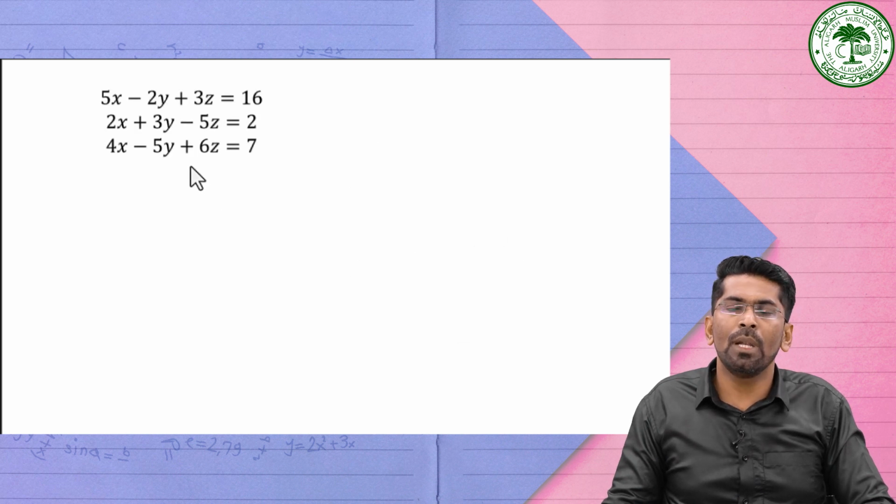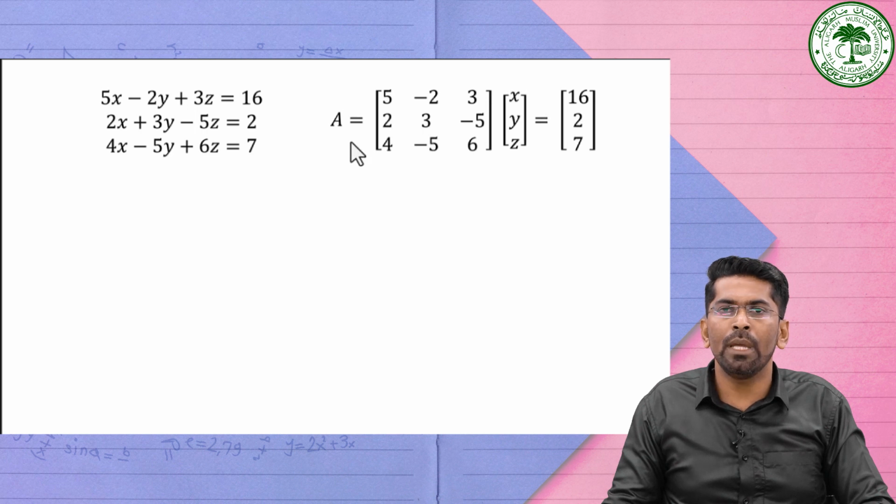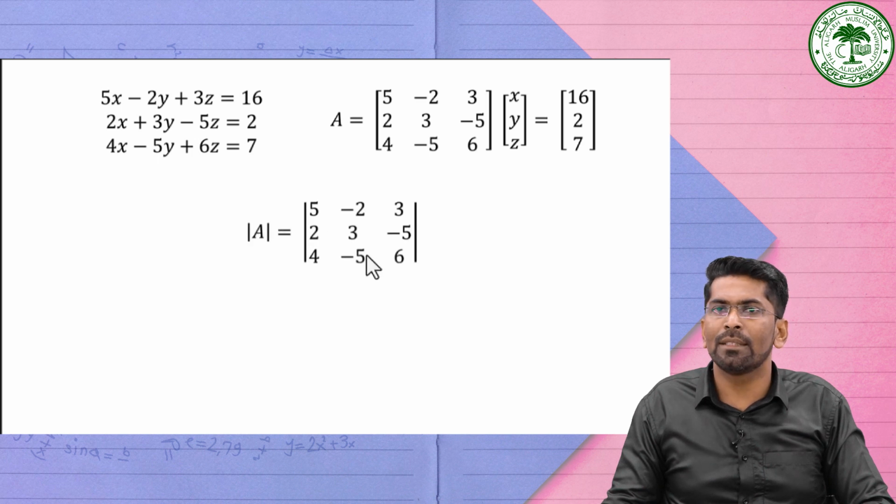We have a system of linear equations with 3 unknown variables. Similar to the previous example, we have x, y, z variables. We are going to frame Ax equal to b. Here A is the coefficient matrix, we have a variable matrix and we have a constant matrix. Now we are going to find the determinant value of the original matrix, that is A.